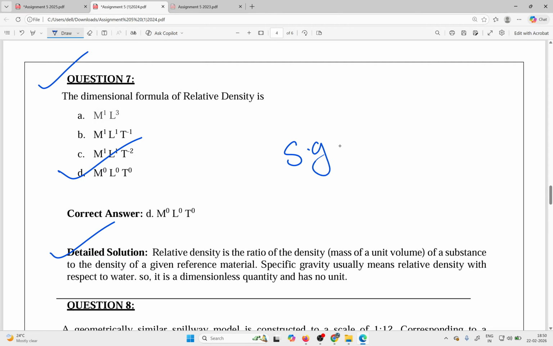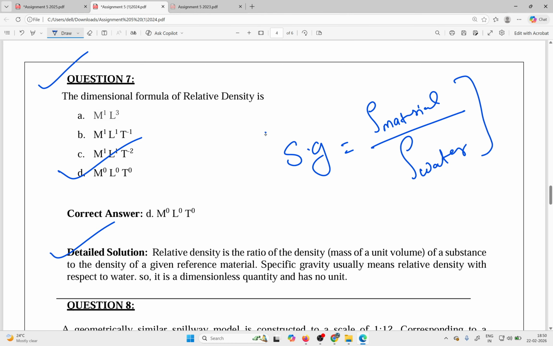Means the density of any material divided by density of water. This is your specific gravity. And when we talk about the relative density, then your material is divided by a standard fluid.